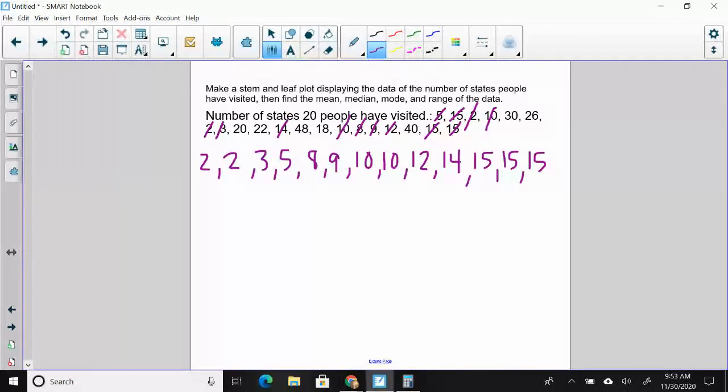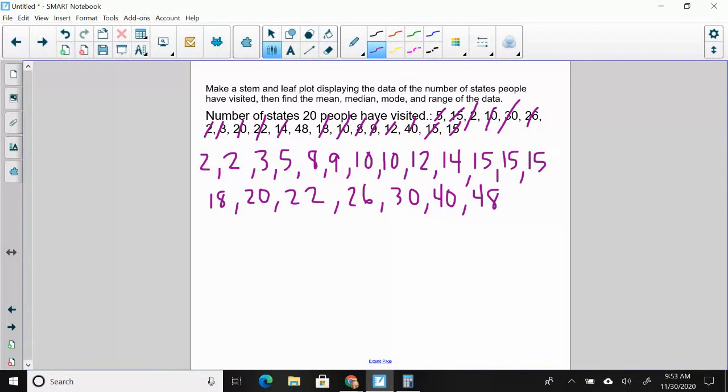I have a person who has visited 18 states. I have a person who has visited 20 states. Someone who has visited 22. And also 26. And also 30 states. That's a lot. 40 states. And someone has visited almost all of them. 48. Wonder if they're missing. You think that they're an adventurer? Maybe. Maybe they have that as like their bucket list to visit all states.